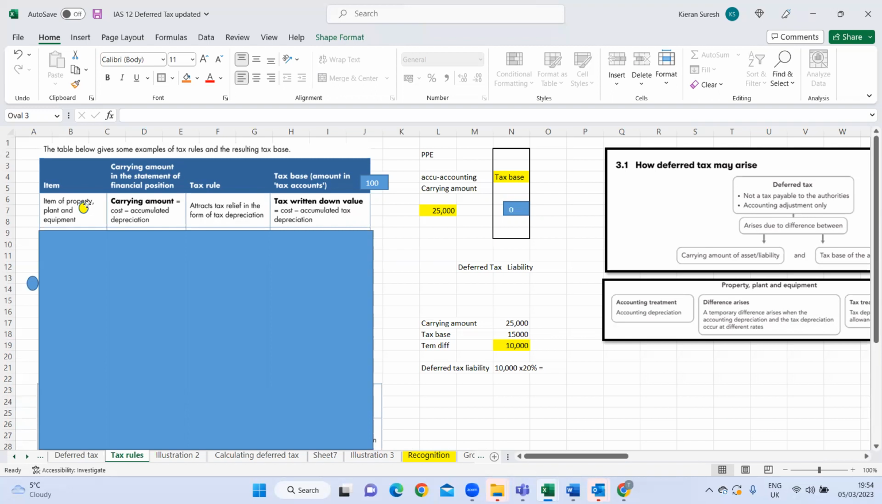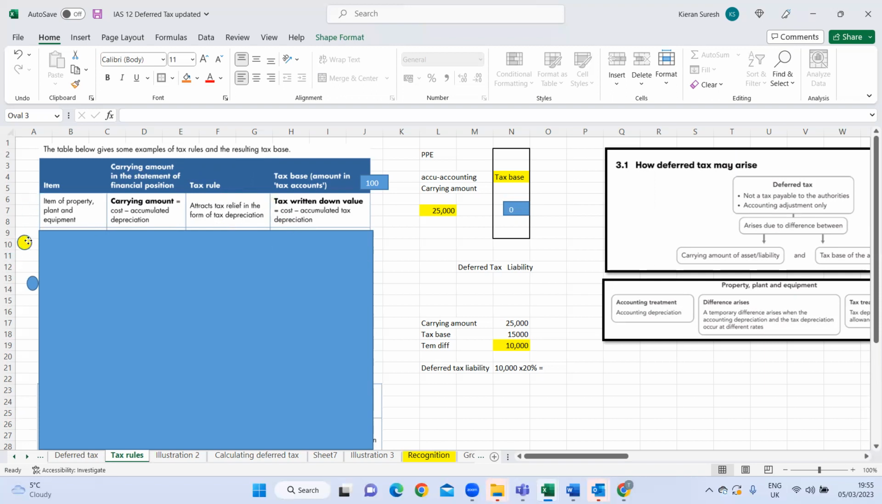But tax authorities would not give accounting depreciation, they would give tax depreciation. So they would take from the cost the accumulated tax depreciation, and that would give us the tax written down value, right? So that's the difference. There will be a temporary difference, but it will be automatically removed once accounting depreciation and tax depreciation reach the full amount. That's why we call it a temporary difference.